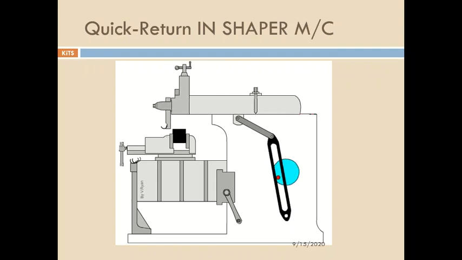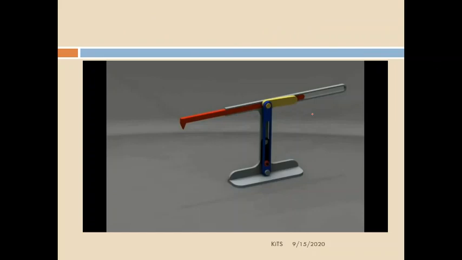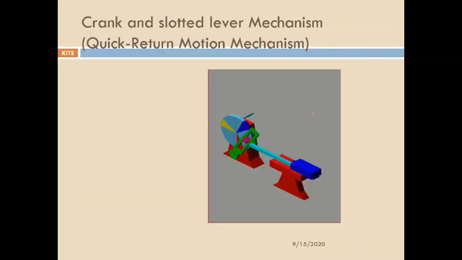I hope you have understood this concept, the quick return mechanism. I hope you have understood this crank and slotted lever quick return mechanism. Try to draw the diagram once, read the concept, and try to write it once. We will see the next mechanism in the next class.